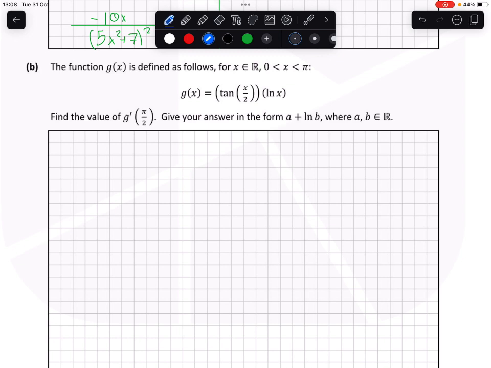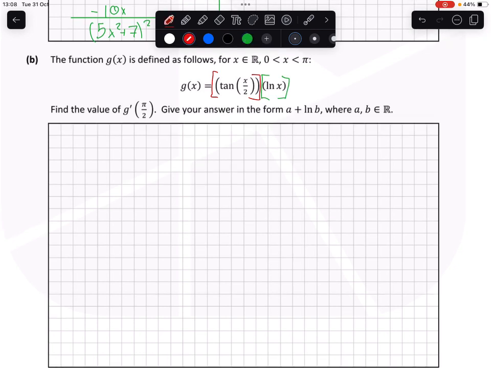Looking at this, we can see that it is multiplication of one function and another function. So we're going to have to use the product rule, which is u dv plus v du, where the tan of x over 2 is u and the natural log of x is v. So u is the tan of x over 2, and if we find du, it's going to be equal to a half sec squared of x over 2. Why is it equal to that?